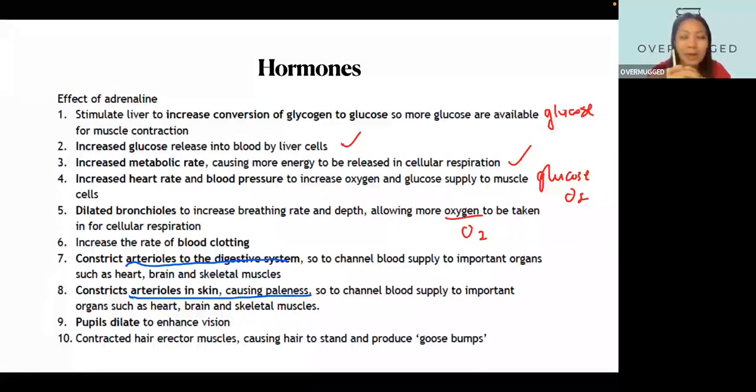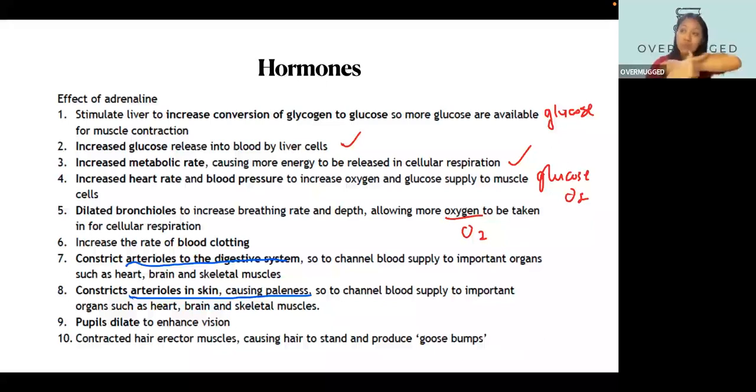So you realize that when you're nervous, you don't feel like eating. You just don't have a very good appetite. Some people have that, or the digestion just doesn't flow as well. Yeah, so that is one of the reasons it constricts the arterioles. The blood doesn't flow through the digestive system. It's not that there is no blood at all, but less blood flows through the digestive system.